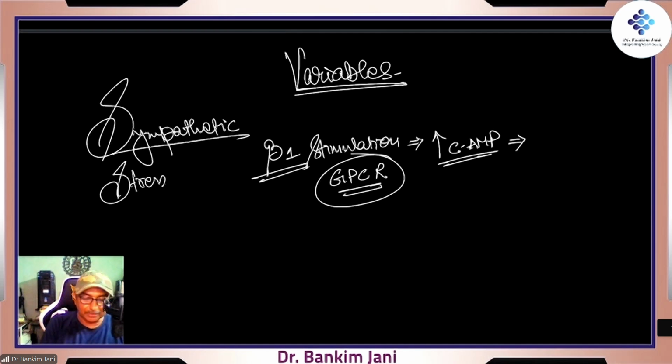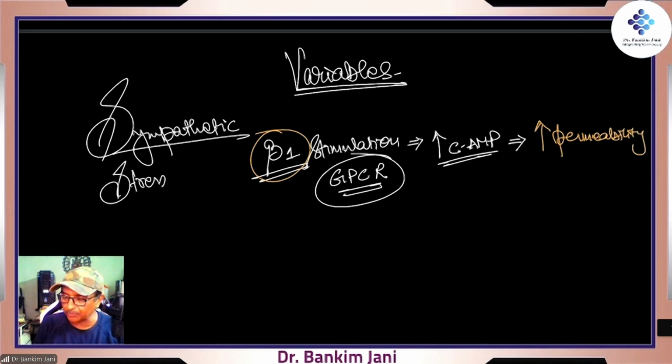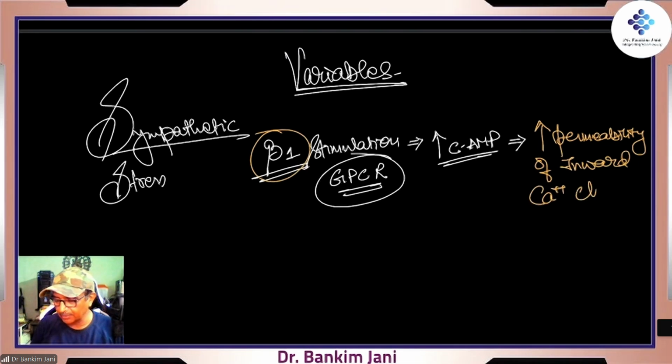Because we keep on wondering, when beta 1 receptors are stimulated, how does the heart rate keep on increasing? What really happens is that when the cyclic AMP is increased, it leads to increased permeability of inward calcium channels. Permeability means how much can really enter into the cell. So now it makes sense.